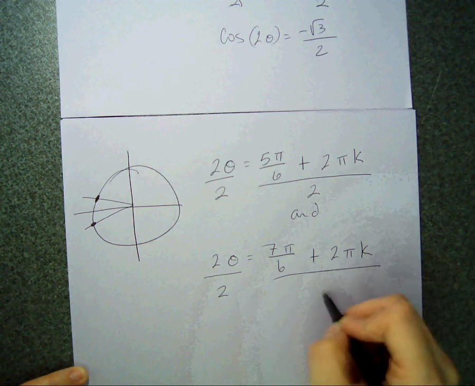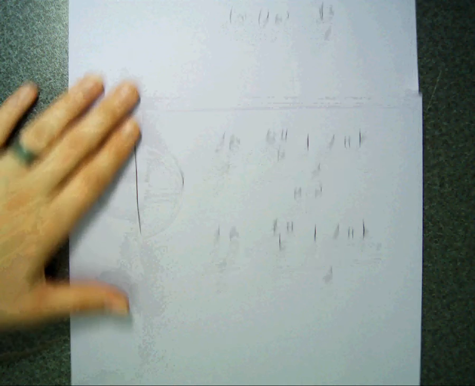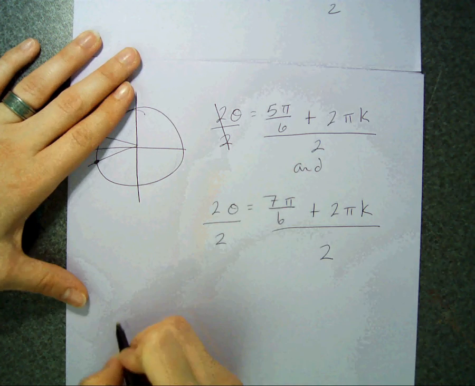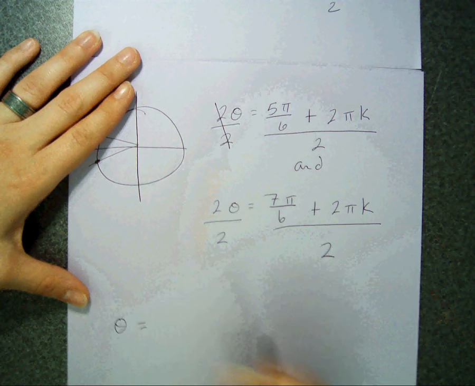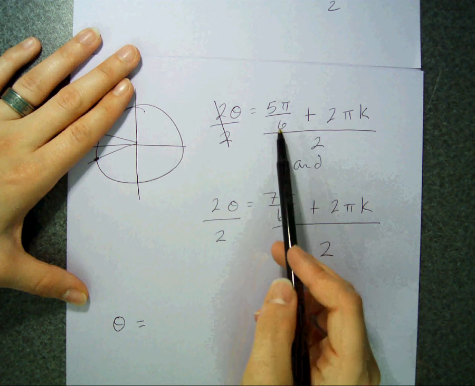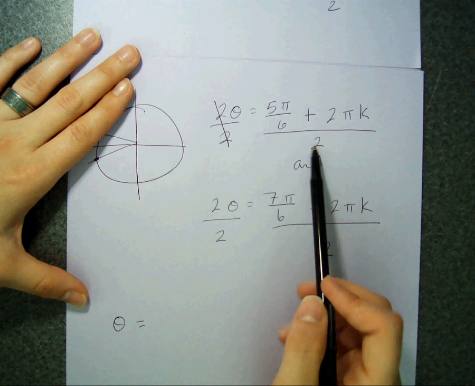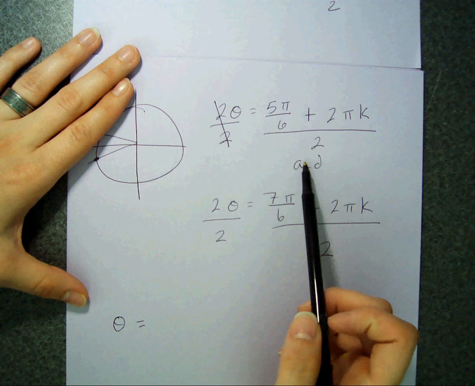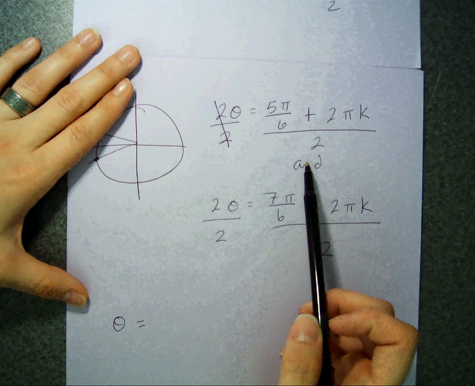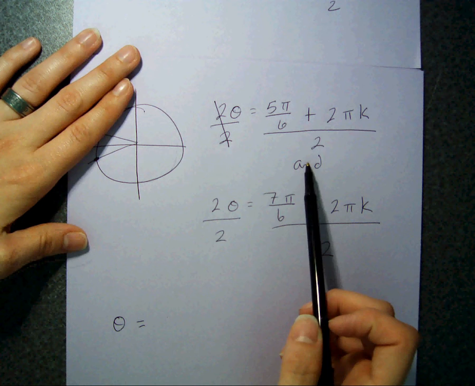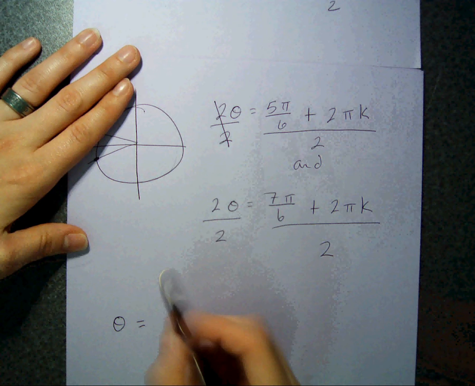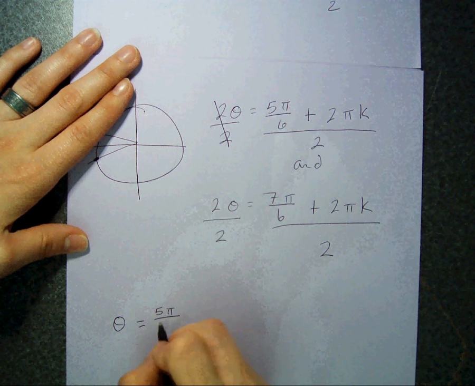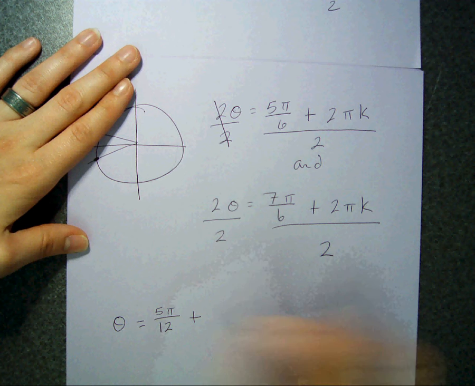So for my first answer, 2's cancel out, and I get theta equals 5 pi over 6 divided by 2. We're dividing by 2, keep, change, flip, however you want to think of that. Dividing by 2 is the same thing as multiplying by 1/2. So 5 pi times 1 gives me 5 pi. 6 times 2 gives me 12. Plus 2 pi divided by 2 gives me pi.